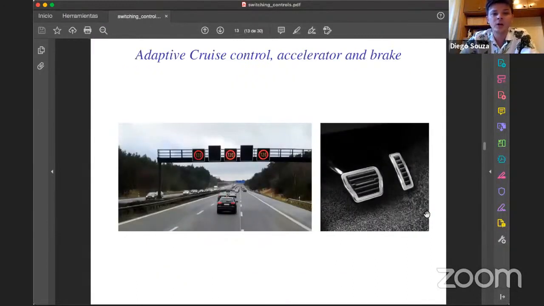Okay, so we go a little bit fast here. So here are two kinds of examples in which we have switching control. It is adaptive cruise control in your car. So when we want to keep the velocity of our car with the accelerator and the brake, since the road is irregular, we should switch between the accelerator and the brake, okay?